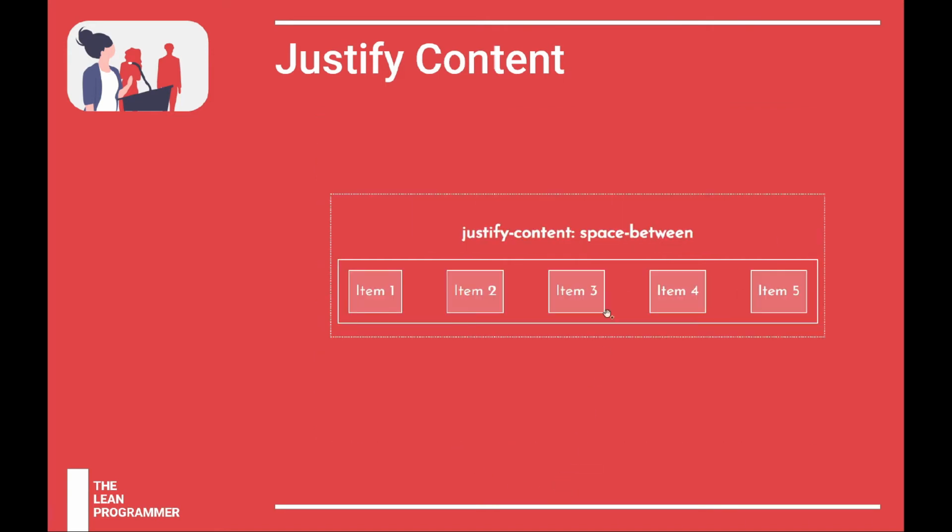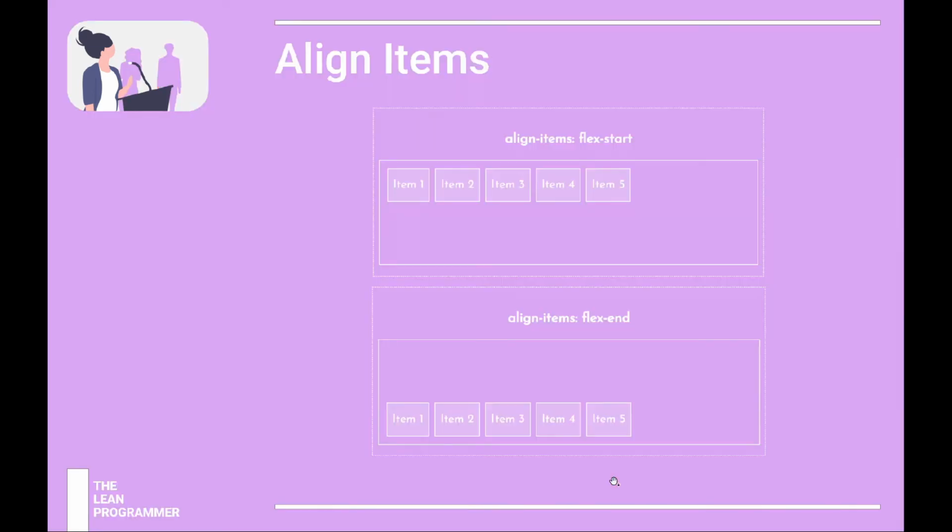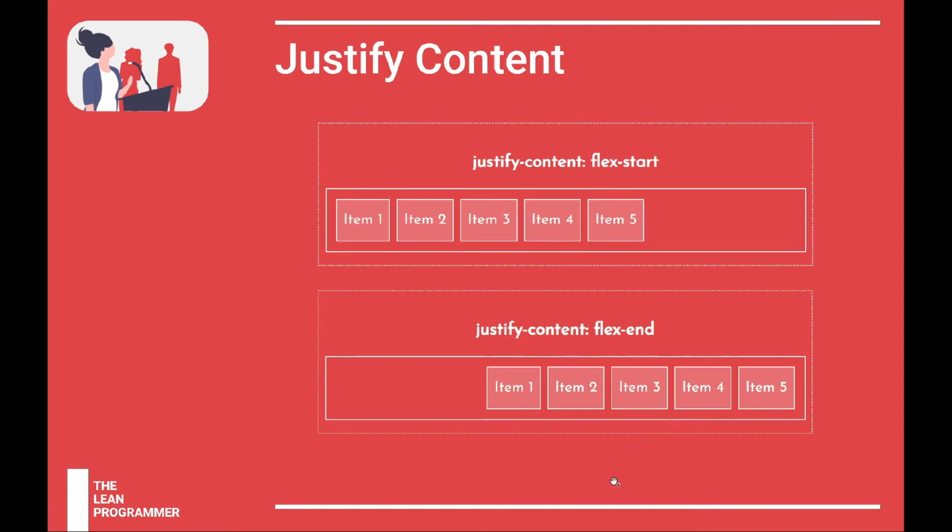The last one is space between. Space between equally divides the space between the items, ignoring the leftmost and the rightmost, or the topmost and the bottommost in case of flex direction column. So that is that, very simple. Let's have a look at all these properties in action.